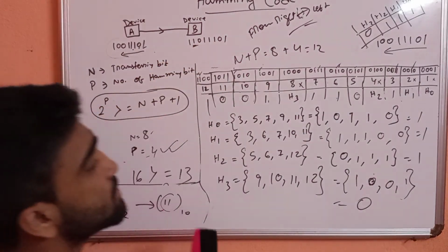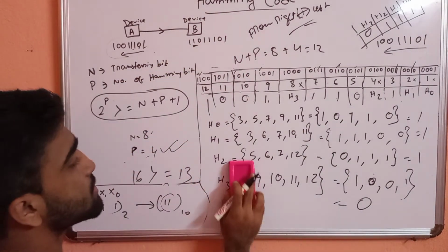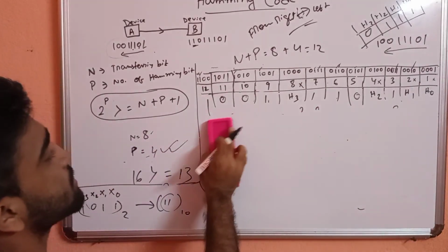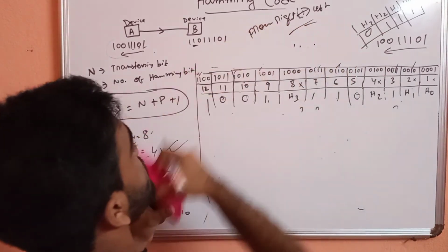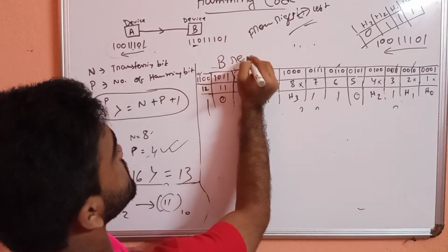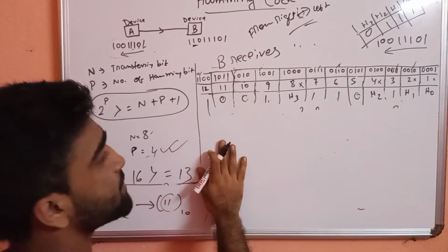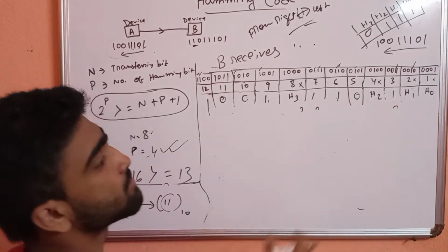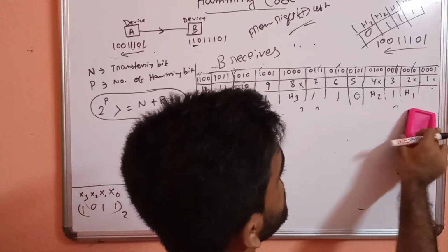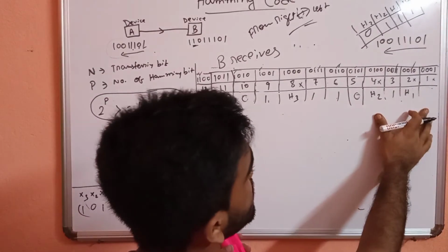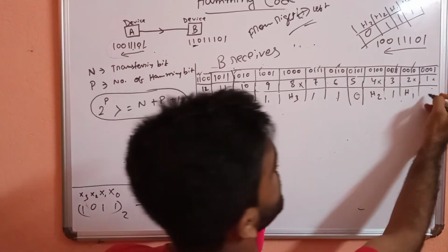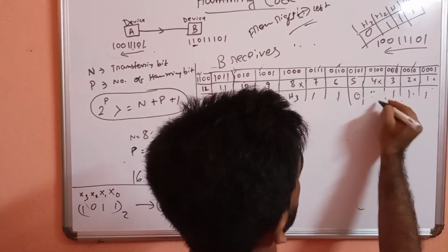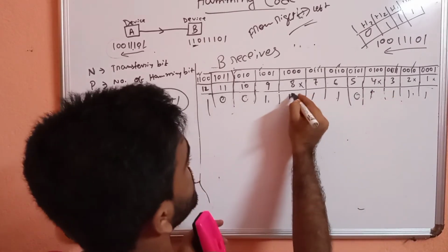Okay, now we will make a table in which we will write what B received. Now we already got H1, H2, H3, H0. We will simply put them and make a table and find. Simply put them first. Okay, 1, 1, 1, and here it is 0. Okay.